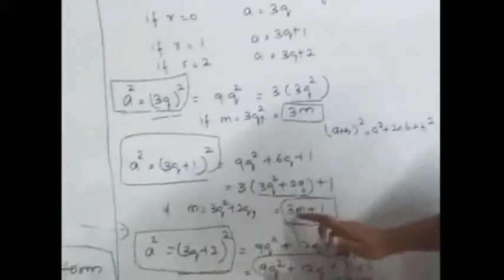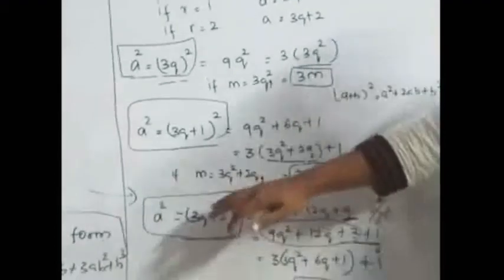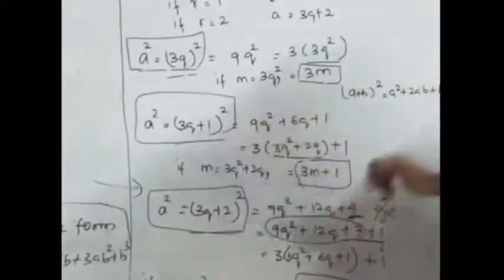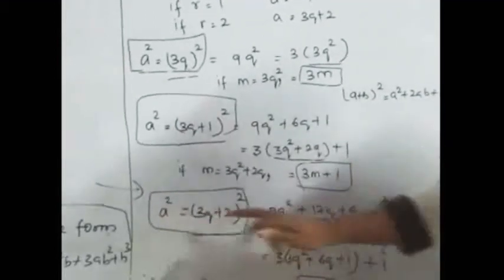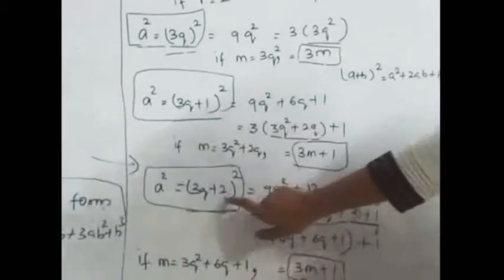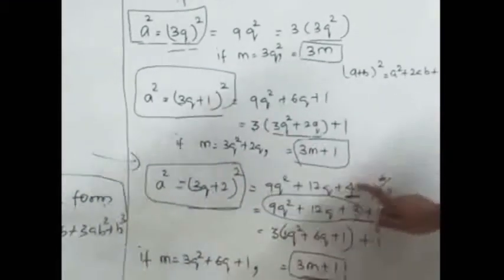So your final equation will be 3m plus 1. Like that, take the last a value, which is 3q plus 2. If you square both sides, your expansion is like this. Here 2ab square is... 2 square means you have a 4.